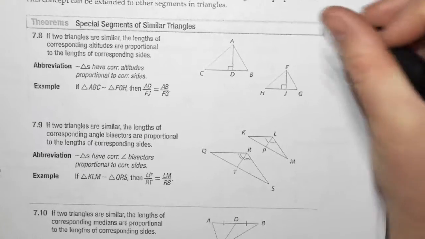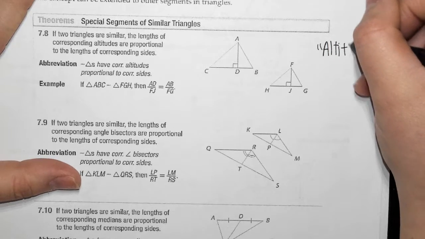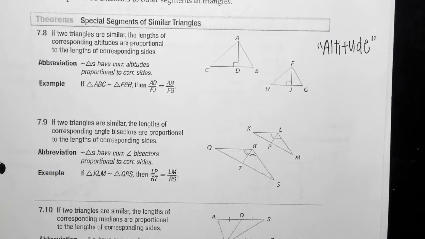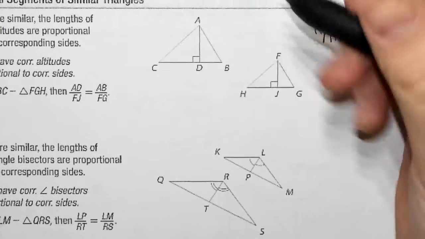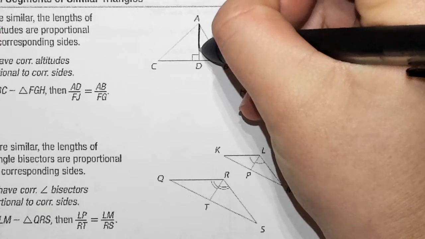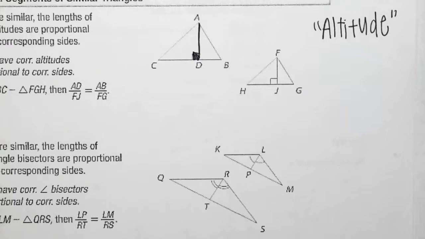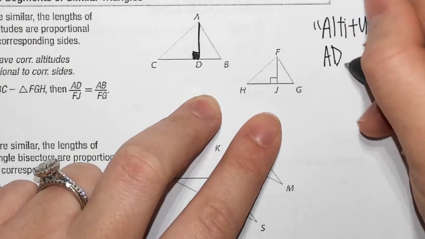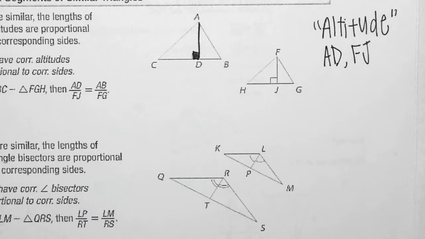The first one is called an altitude. Not to get confused with attitude. Altitude. Okay, here's what an altitude is. It's when you have a triangle and there's a perpendicular line dropped to form a 90-degree angle. So in these 2 triangles, your altitudes are AD and FJ. Those are your 2 altitudes.